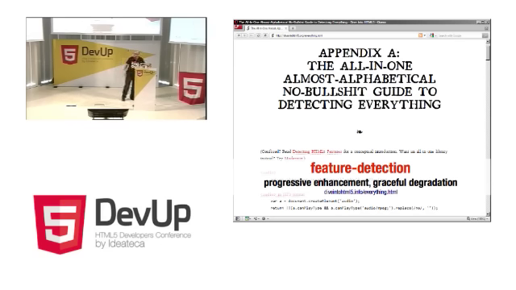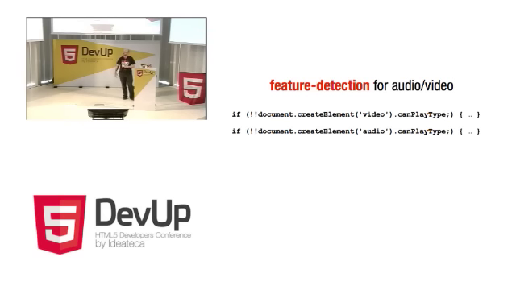In particular, as an example, here's how you would feature detect support for video or audio. You basically just look for, nothing new, whether a particular method of that object is defined. And if so, you can start then using audio and video.